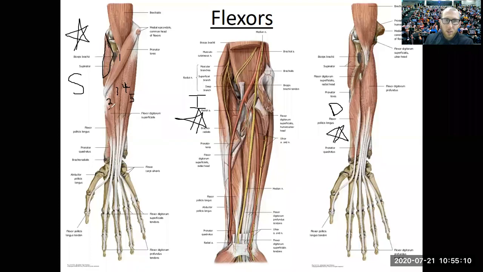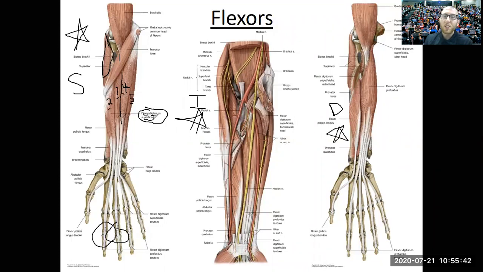However, note that 2 through 5 are all the same muscle, even though it looks like different muscles or different divisions. For sure, it's the flexor digitorum superficialis going all the way to the fingers. Now, this is why I love the names of these muscles. The flexor will tell you it flexes something on the anterior side of the forearm. Digitorum sounds like digits, tells you it goes all the way to the digits.